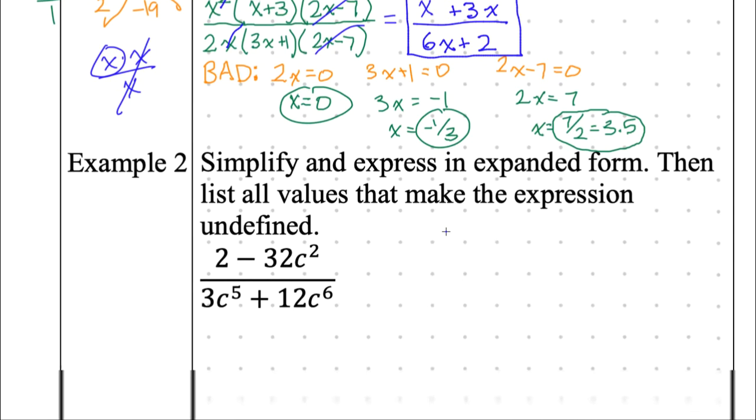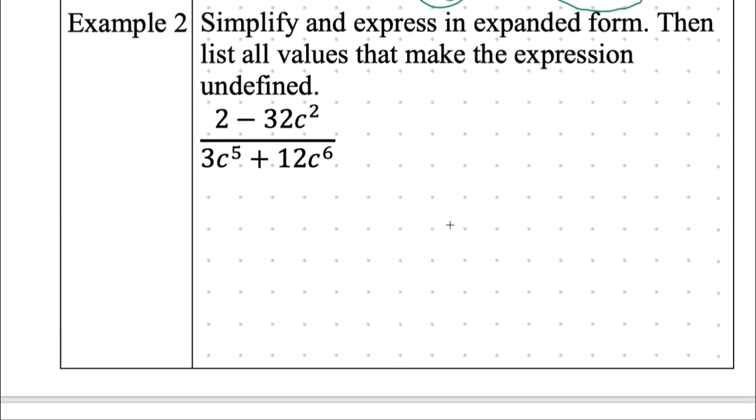On to example number 2, and I will repeat myself again. All we're doing today is notes, so if you understand the notes completely, you're done. If you want to work on the homework early, then you won't have any homework to do tomorrow, or maybe just do half the homework tomorrow.